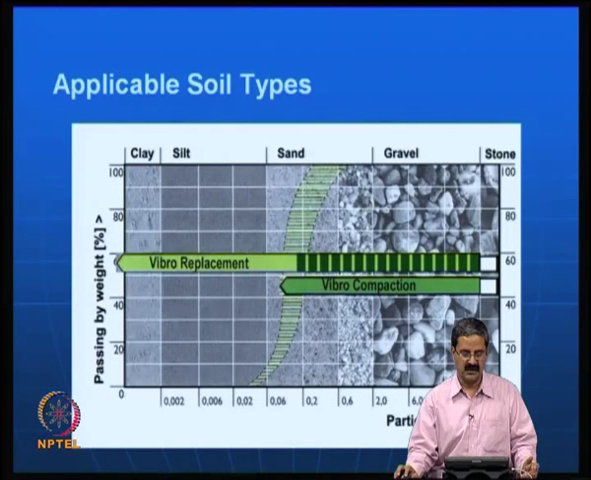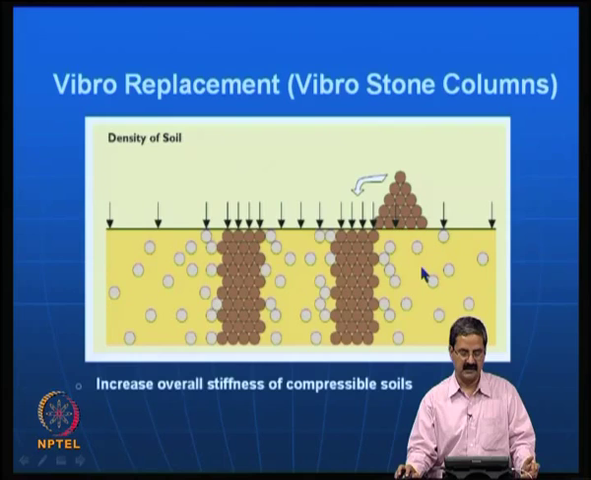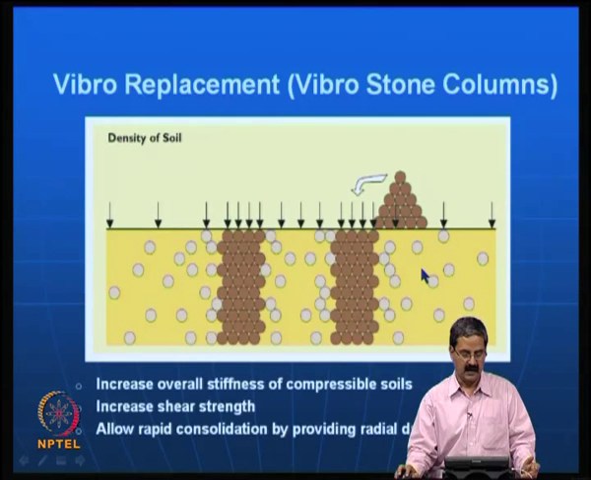And as I just mentioned, vibro compaction is very good here, and vibro replacement is very good here. Essentially this is a function of the soil type, and we have seen how it helps the overall stiffness of the compressible material, and also allows rapid consolidation by providing radial drainage.